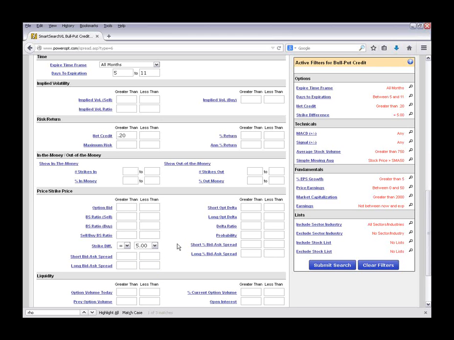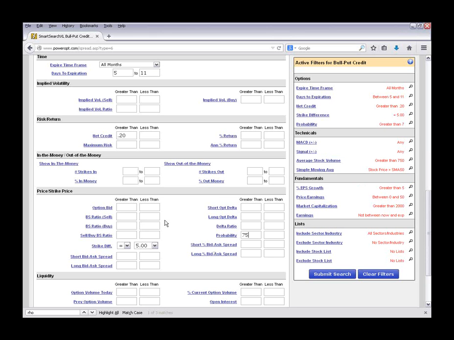But what is the other factor that we know about these positions, bull put credit spreads? Well, I want to be out of the money because I want to have the higher probability of my spread expiring worthless and working in my favor. So I'm going to go ahead and put in a probability here of at least 75% or more. That's a good range. That's a common range of what most of my spread traders look for. We want to be out of the money. We want to be below the current stock price. We want a probability of 75%.